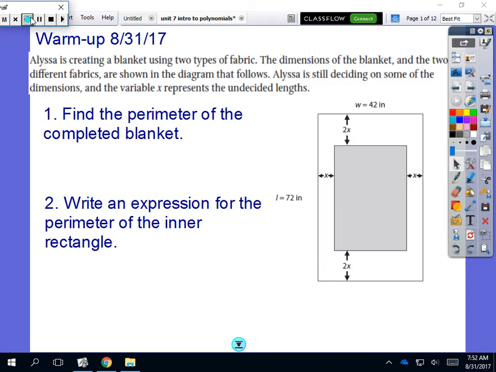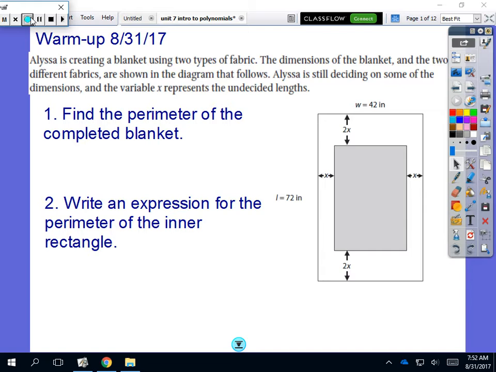So the warm-up is about Alyssa creating a blanket using two types of fabric. You should have already done this warm-up. I'm just going to go over it. The dimensions of the blanket and the two different fabrics are shown in the diagram that follows. Alyssa is still deciding on some of the dimensions, and the variable x represents the undecided lengths.